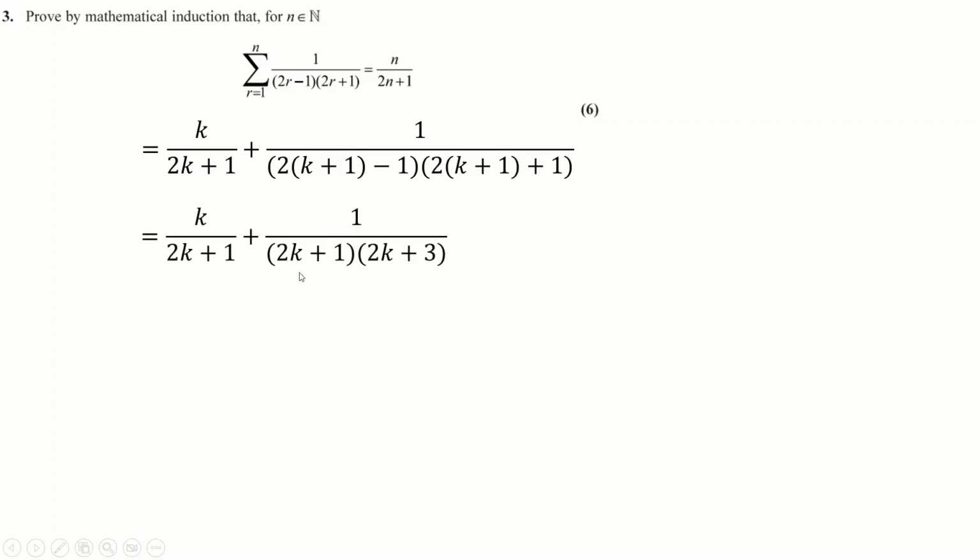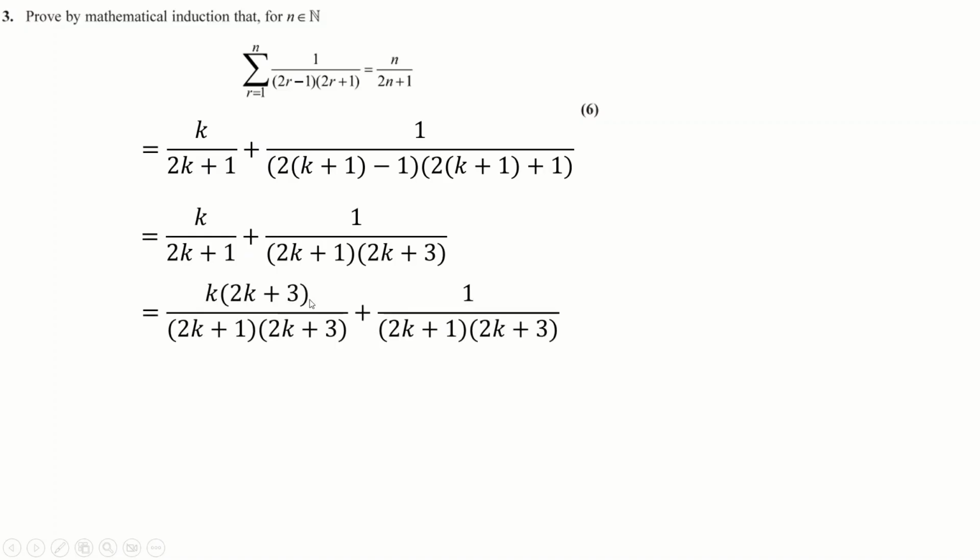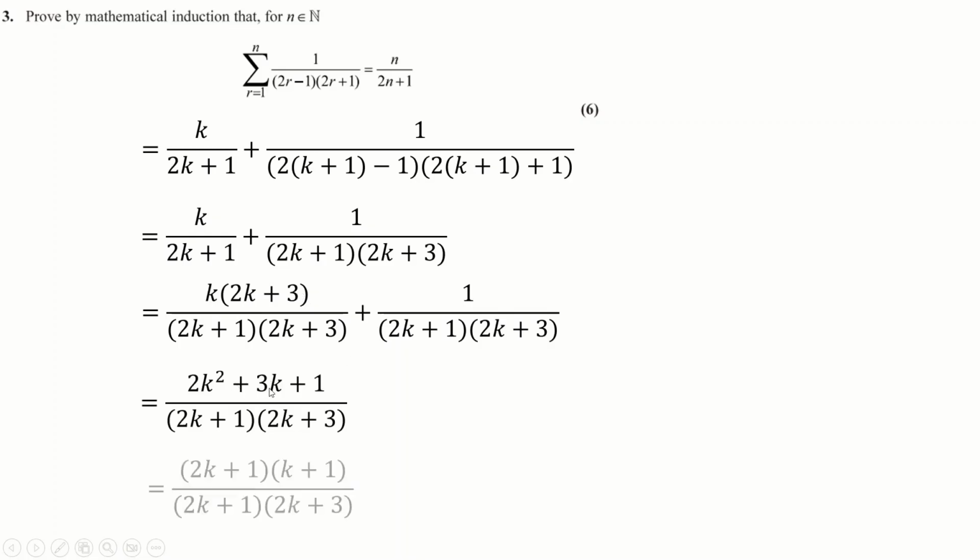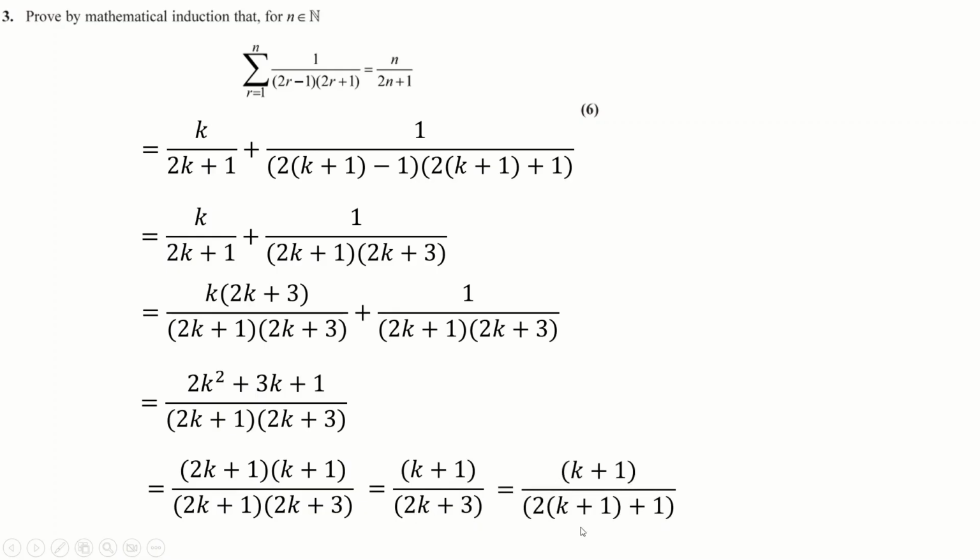And then now this has already got a 2k plus 1, so if we times this by 2k plus 3 over 2k plus 3, we can now combine these together. I've also expanded this out and then combined that in there. Now, of course, this very nicely factorizes in order to cancel with this, and we end up with this. And I think I can rewrite this as k plus 1 on top, obviously, over 2 lots of k plus 1 brackets plus 1, which is of the form this, where n has been replaced with k plus 1.